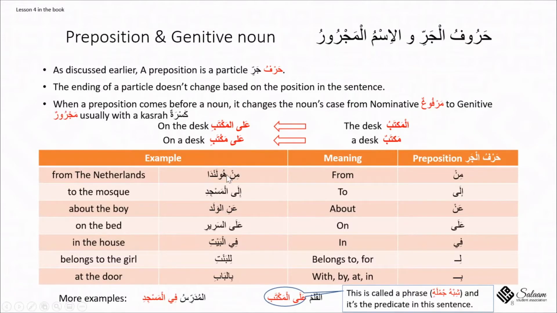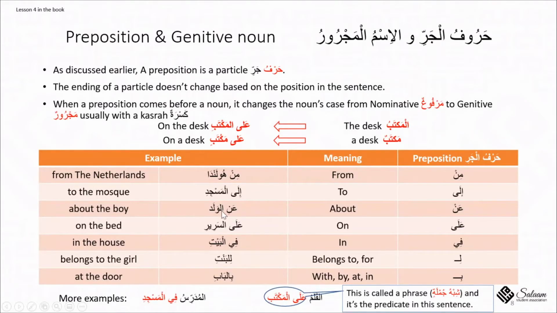If you look at the first example, "min Hollanda", from the Netherlands, "min" is said the same because Hollanda starts with a moving letter. But here you have two stable letters. That's why "an" became "anil waladi". So this is the only reason.